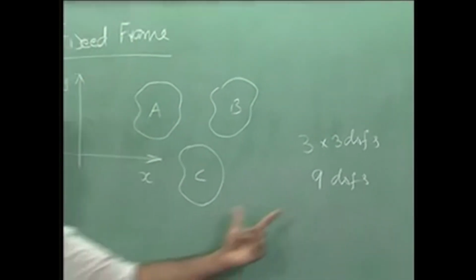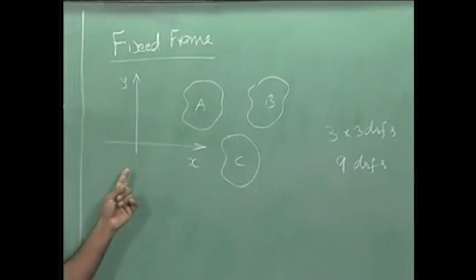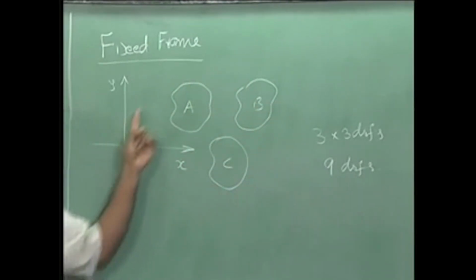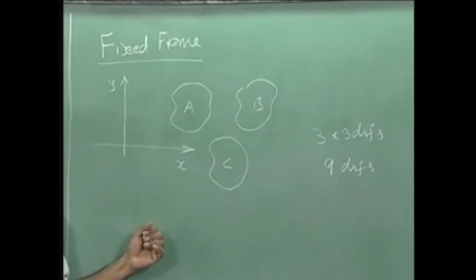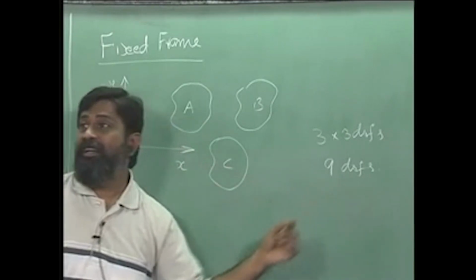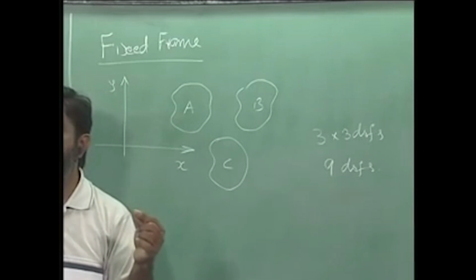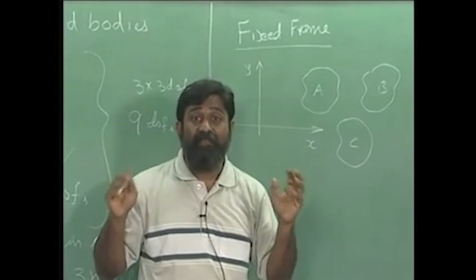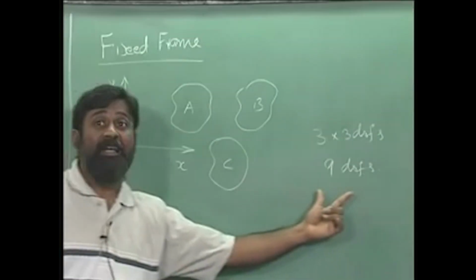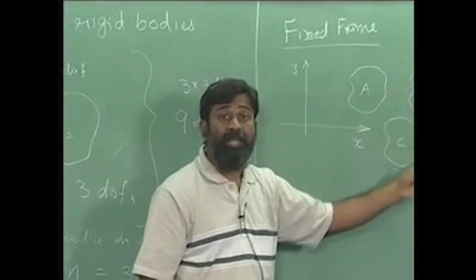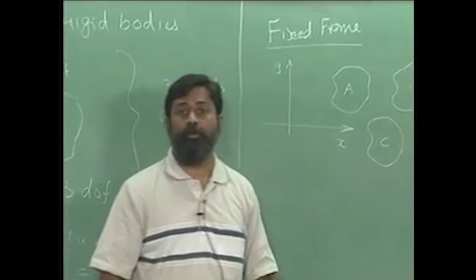What does this mean? This means if I need to define the motion of this system of rigid bodies, I need to have 9 different values. I am again repeating it, 9 different values, independent values that I have to use in order to define completely the motion of this system of bodies.